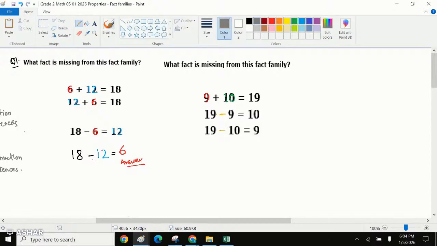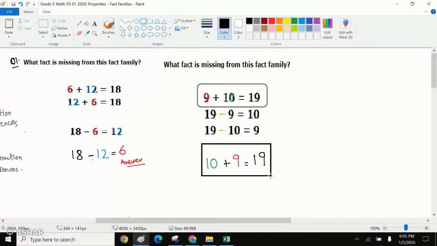So if this was our addition statement, what should be the alternate? See, what is given to us? 9 plus 10 was 19. So if we change the order, if we say 10 plus 9, it should be the same answer, right? It should stay as 19. Our answer stays the same. Agreed? So this was our missing statement, right?